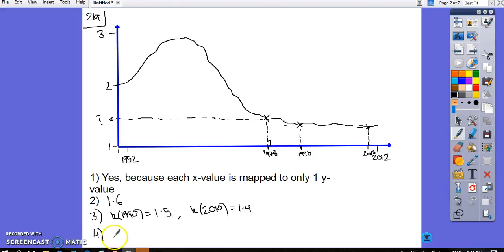Finally, we need to find the year, J, for which K of J is equal to 2.4. So we need to find the year for which the average number of children per woman was 2.4 children. So if you go to 2.4 on here, which is going to be about there, read across, and you'll find actually that your line across cuts this graph twice. So you should mark both of those points, then get your ruler.